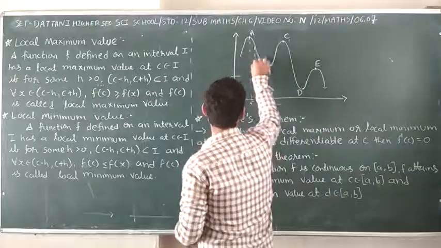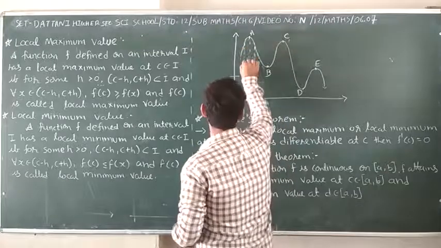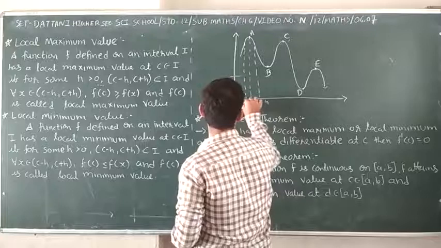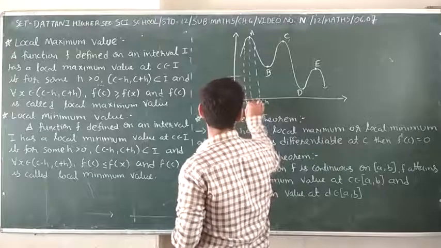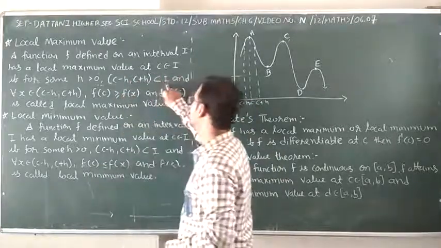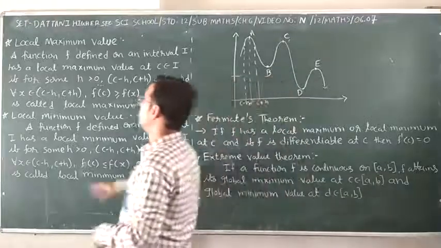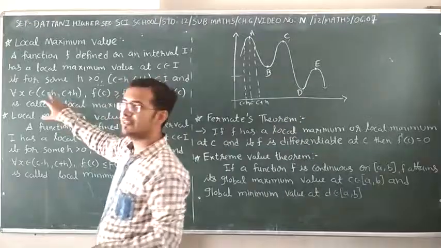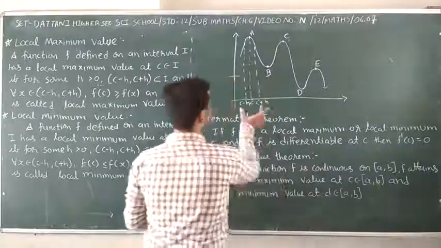So that is c plus h. And it shows that c minus h is greater than 0, so we take a subtraction. So make an interval c minus h to c plus h which is a subset of I. And every x belongs to c minus h to c plus h. It means that x is in between c minus h to c plus h, this interval.